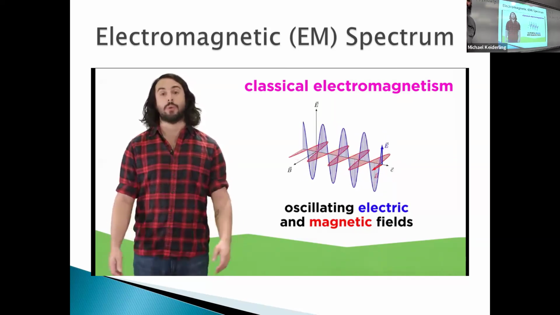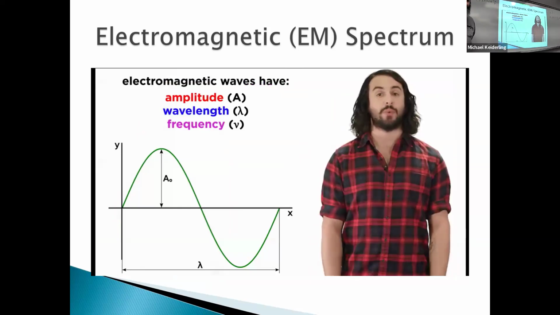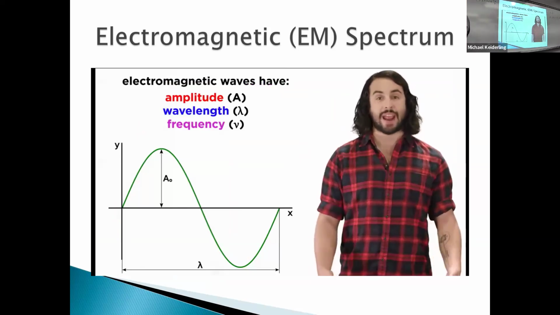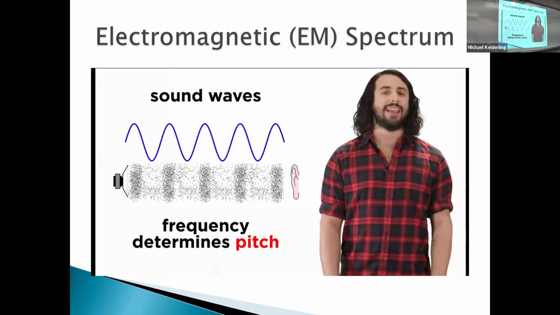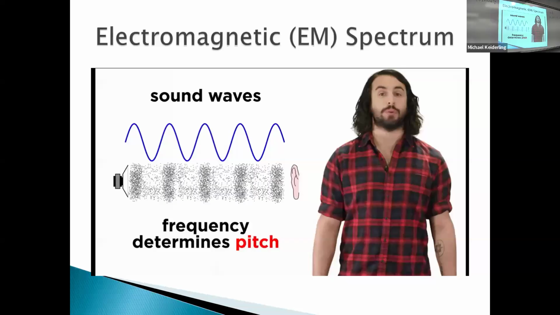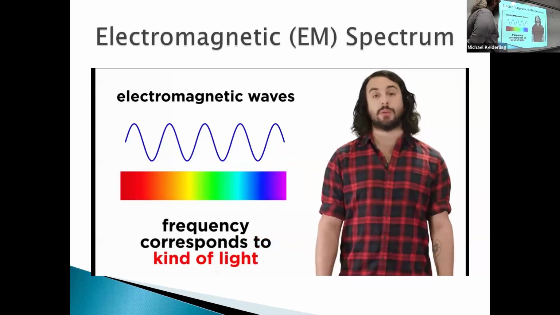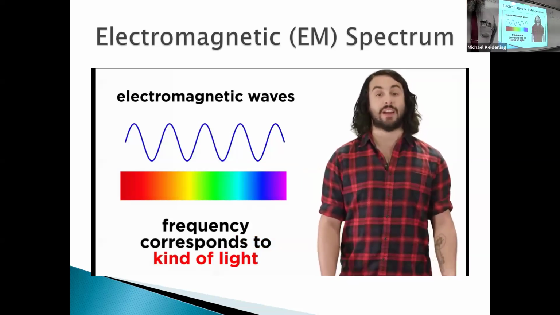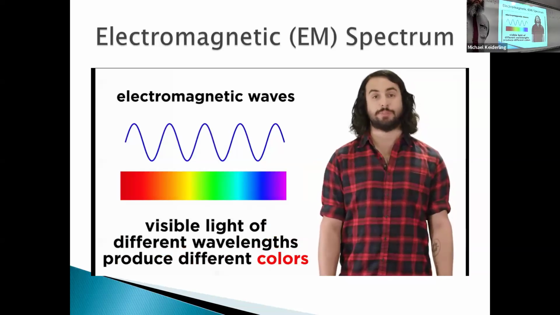We will learn more about these fields later. Just like the kinds of waves we have previously discussed, electromagnetic waves have amplitudes, wavelengths, and frequencies. But instead of different frequencies producing different pitches, like sound waves, different frequencies of electromagnetic waves produce different kinds of light. If the light is visible, these frequencies will correspond to different colors.